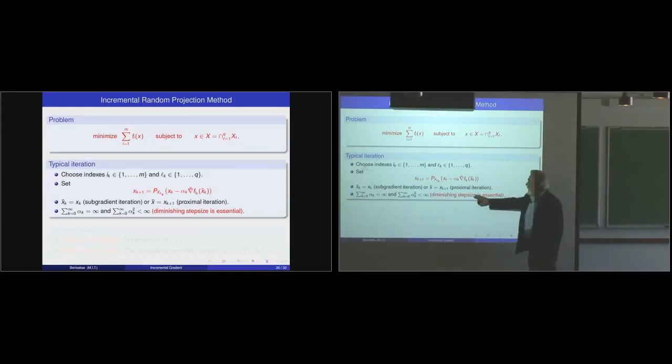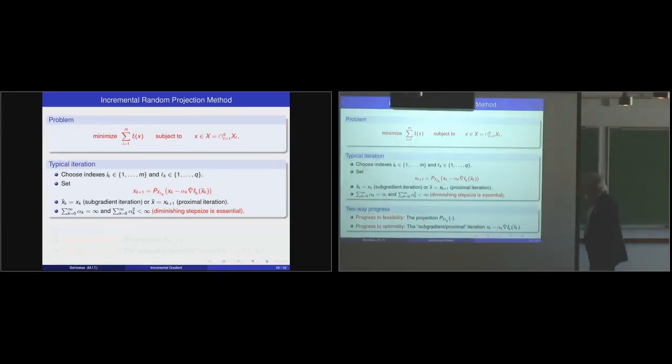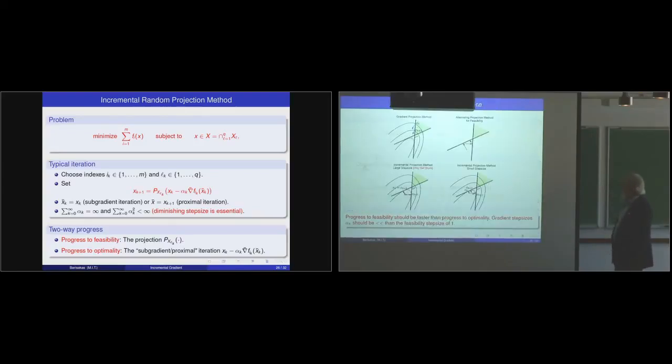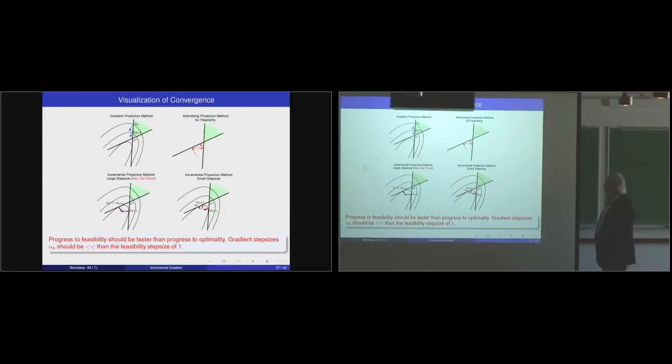Okay, one thing that I want to point out is that diminishing step size is important. And what we want to achieve is progress towards feasibility through the projection and progress towards optimality through the subgradient and proximal iteration. And here's the picture. Here's how the convergence issues shake up. Okay, let's focus on this figure here. The green area is the constraint set, the feasible region. So you have two constraints. One is this, and the other one is that, and the green area is the intersection.